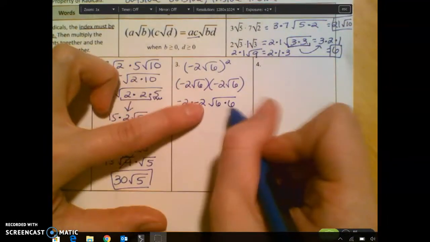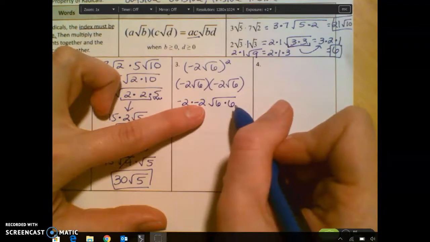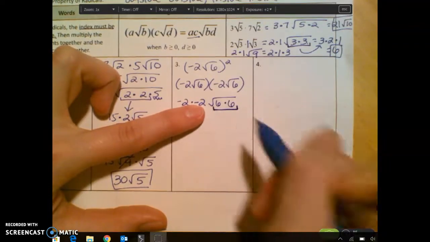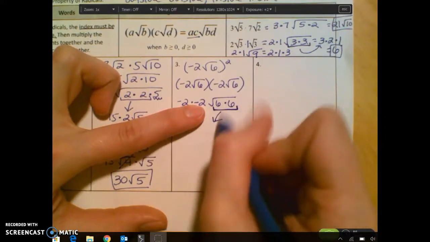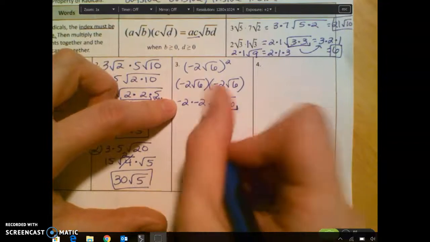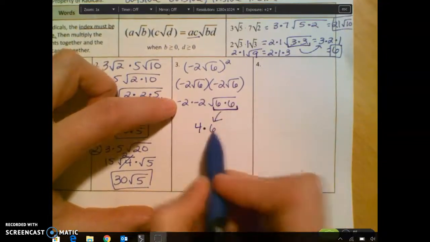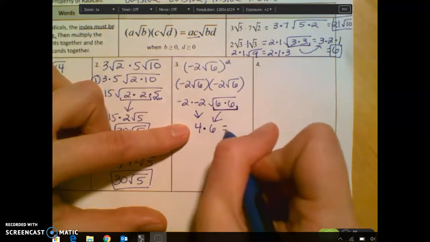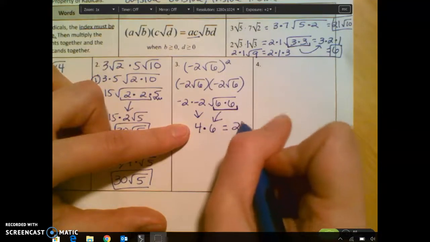Well, 6 times 6, we actually don't have to break those down because that's a pair of numbers. That's a pair of animals in our barn. So we can bring down a 6. We know that negative 2 times negative 2 is positive 4, and we're just going to multiply those. So I brought out a 6, I can multiply them, and 6 times 4 gives me 24.